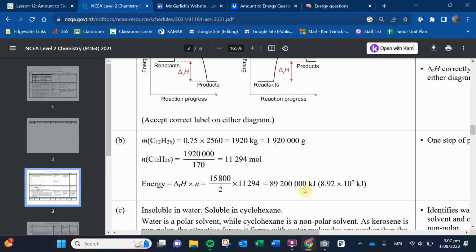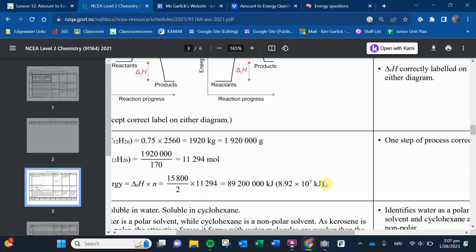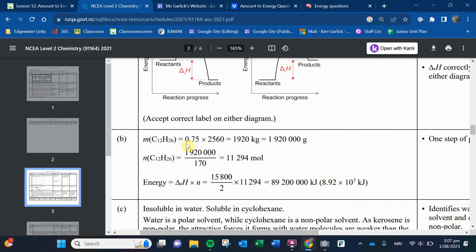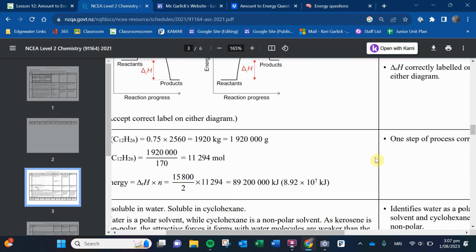3 significant figures is the other thing to keep in mind, and you can write it either the long way or abbreviated like that. Either would be accepted. Cool. All right. Again, the achieved point is one step of the process correct. So any step of that working being correct. It doesn't need to necessarily be the first step. It could be a second step. So do take a guess and try the whole thing, because you might be able to fluke at least something that works.